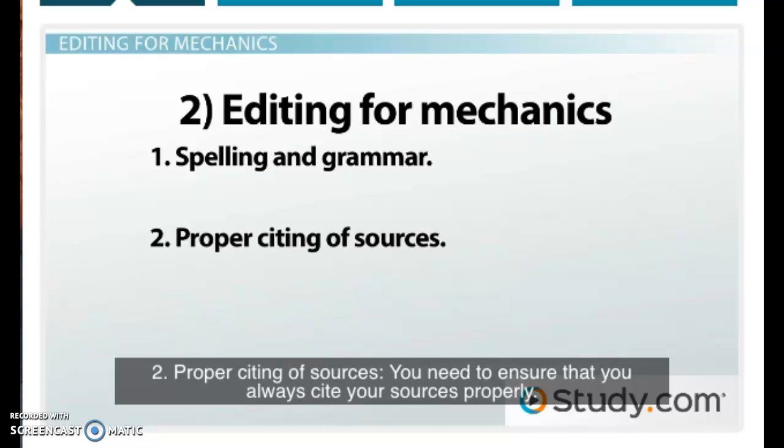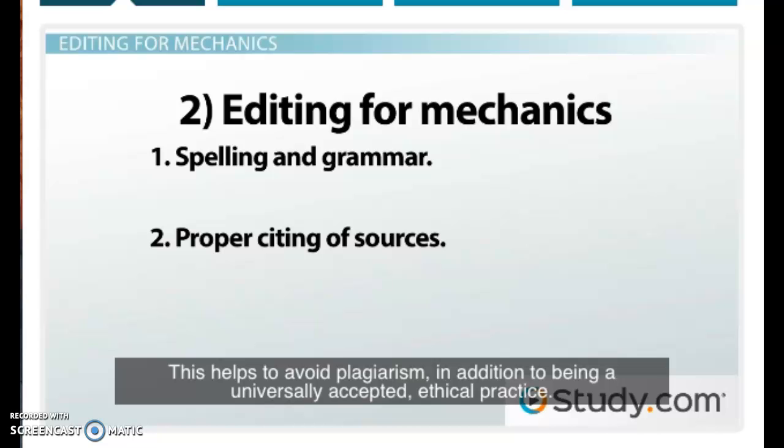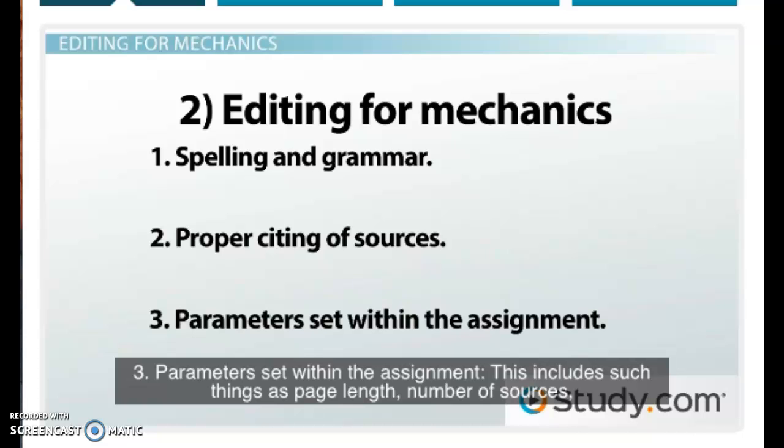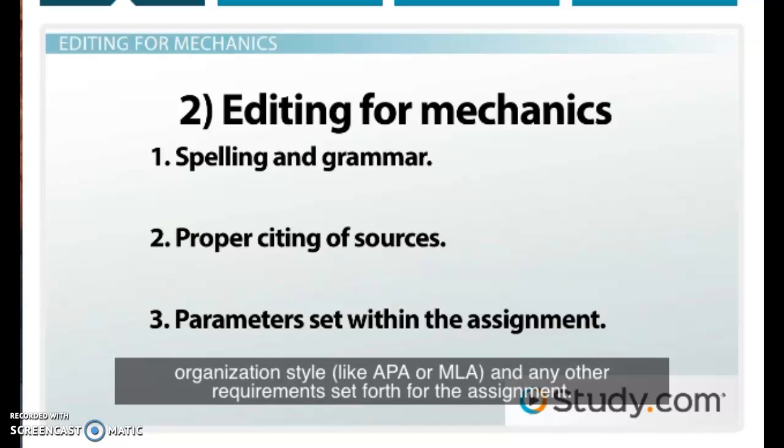Number two, proper citing of sources. You need to ensure that you always cite your sources properly. This helps to avoid plagiarism, in addition to being a universally accepted ethical practice. Number three, parameters set within the assignment. This includes such things as page length, number of sources, organization style like APA or MLA, and any other requirements set forth for the assignment.